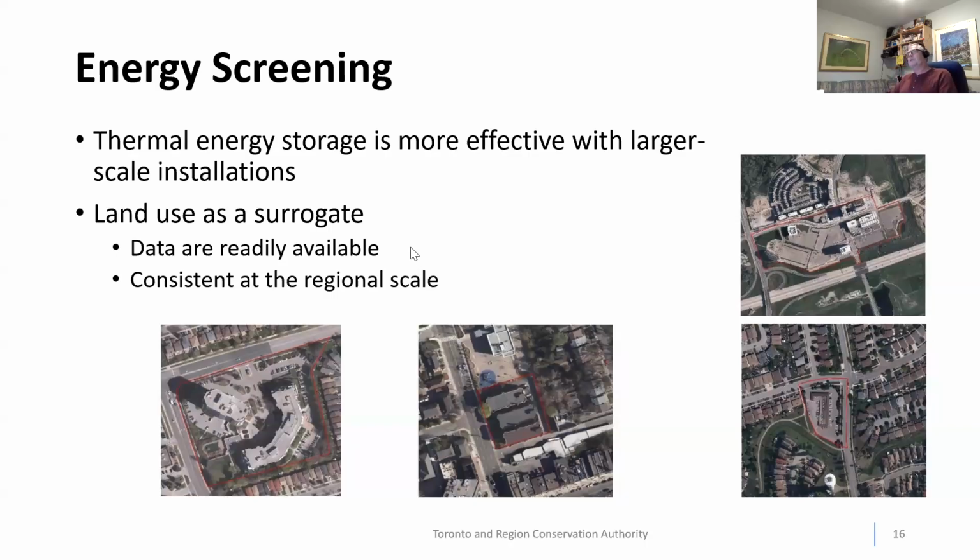And we also had energy screening, because it's not enough just to understand the nature of the ground, but also to identify areas where high yield systems would likely or could likely be utilized, because these are the systems that'll save the most and provide the most volume and energy needs to justify an open loop system. We use land use as a surrogate because those data are readily available and they're consistent at the regional scale.